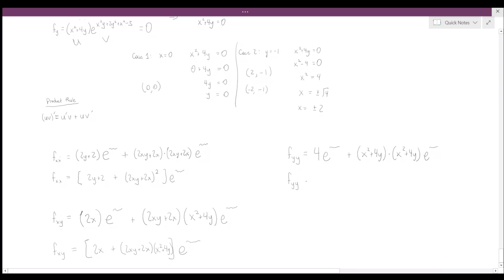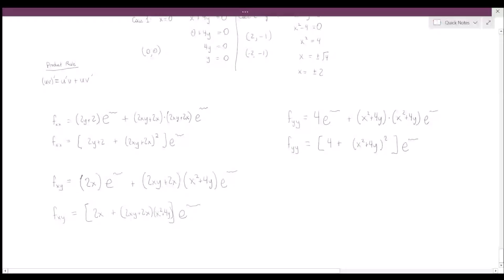And then again, I'm going to simplify a little bit by factoring my exponential out from both v with 4, and then plus, and then I'll write that as x squared plus 4y all squared, okay? So it took a bit of work, but now we finally found our fxx, fyy, and fxy, okay? So any questions about that before we apply the second derivative test to finish up the problem?